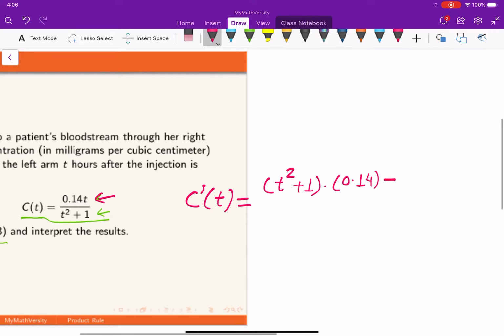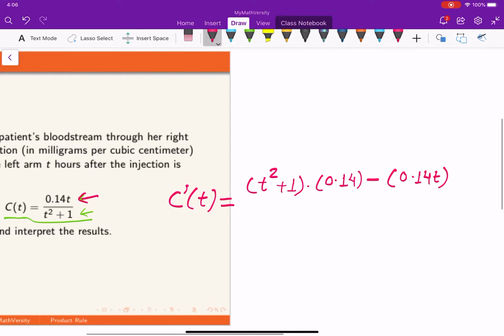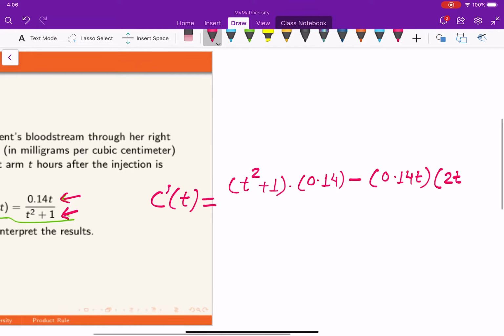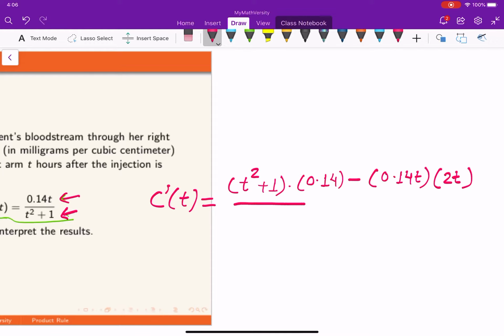And then minus, now we need to write down the function of the top as it is, so 0.14 times T, and multiply by the derivative of the bottom. And what is the derivative of T square plus 1? Derivative of T square is 2T, derivative of 1 is 0, so just 2T, right, is the derivative of the bottom function. And then everything underneath that is the square of the denominator.